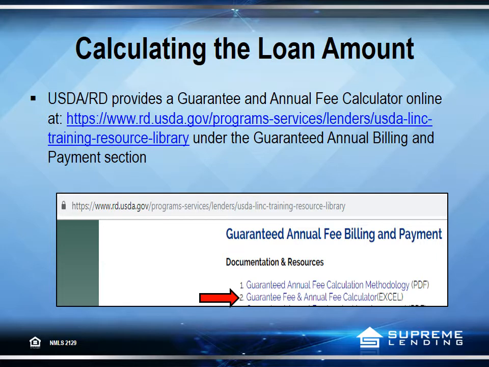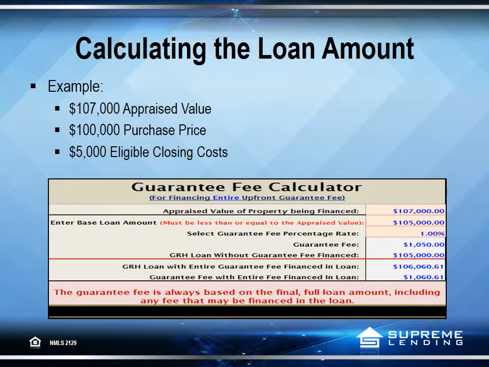USDA Rural Development provides a guarantee and annual fee calculator online at their website under the Guaranteed Annual Billing and Payments section. Here we have an example from the guarantee fee calculator. In this example, we used $107,000 appraised value, $100,000 for the purchase price, and $5,000 for eligible closing cost. As you can see, the calculator does all the necessary calculations, including providing the guarantee fee with entire fee financed into the loan.